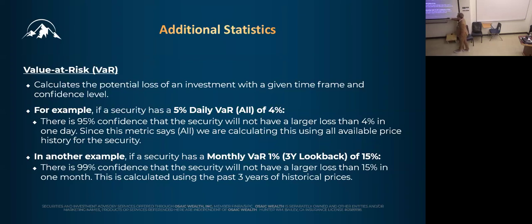In another example, if a security has a monthly value at risk, 1%, 3-year look back, of 15%, there's a 99% confidence that the security will not have a larger loss than 15% in 1 month, using historical data from 3 years, right? So again, it's like you took standard deviation and zoomed in on it. I like using that, especially if you're looking at an entire portfolio, because it gives you an idea of what sort of monthly, daily, or yearly fluctuations you can experience with your basket. It makes you think, okay, now I know what to expect, and that is a little bit more reasonable.